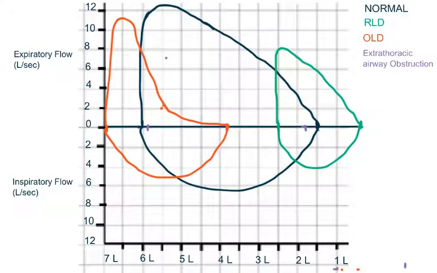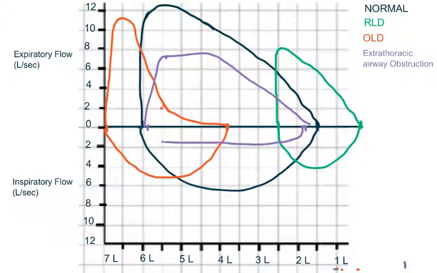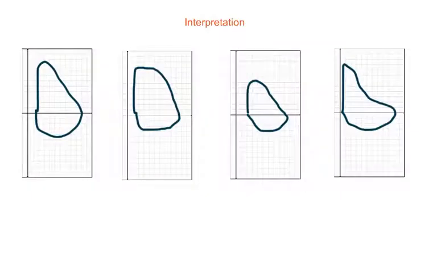So both the expiratory and the inspiratory limbs are blunted in extrathoracic obstruction, but the inspiratory limb is affected more than the expiratory limb. Here's a small quiz. I'll give you 30 seconds to interpret these flow volume loops.